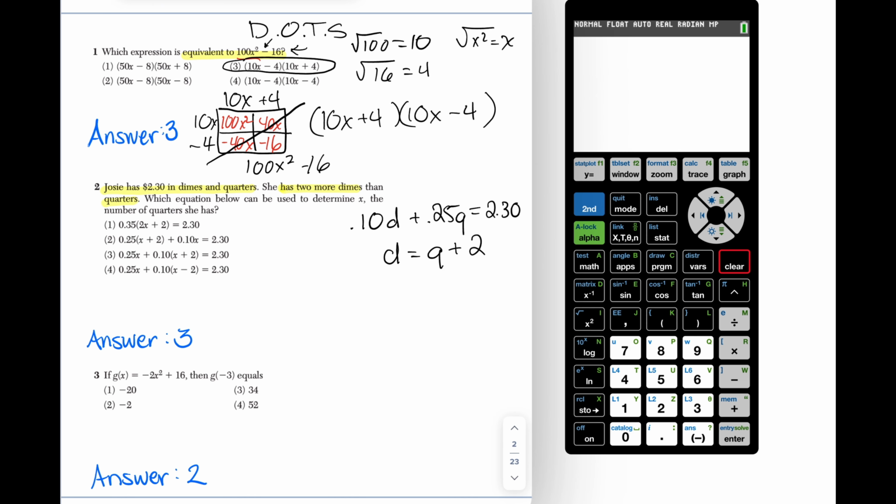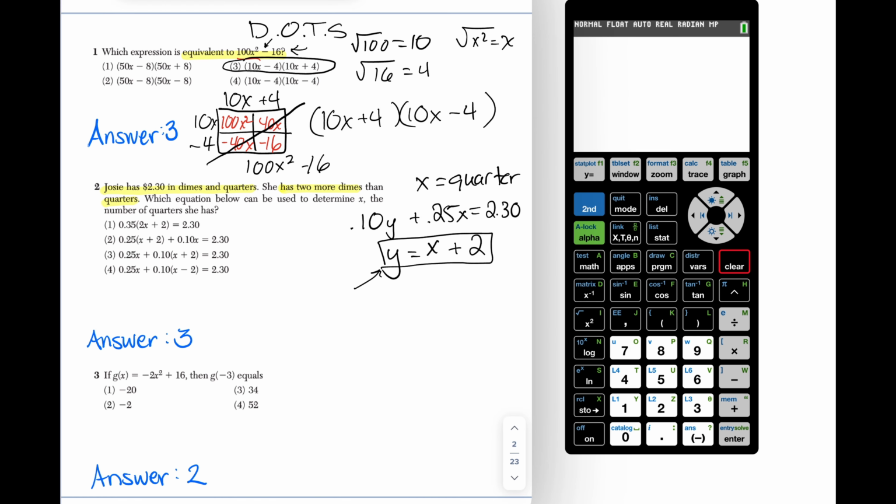Which equation below can be used to determine x, the number of quarters? So x has to be the number of quarters. So wherever I had a Q, I'm just going to put an x. And just for consistency, whatever I had for D for dimes, I'm just going to put a y. So how could I rewrite this? Well, this relationship is going to be the important part right here. My number of dimes is equal to x plus 2.